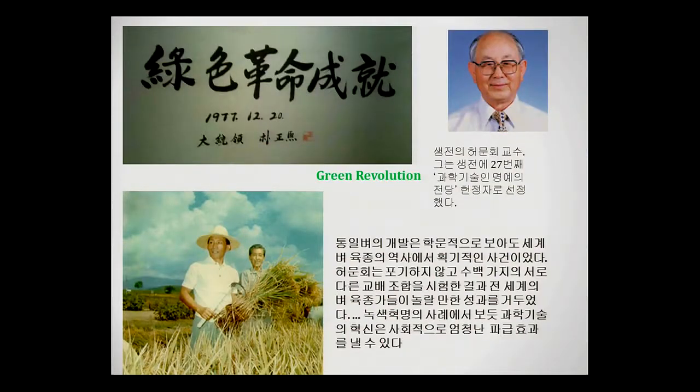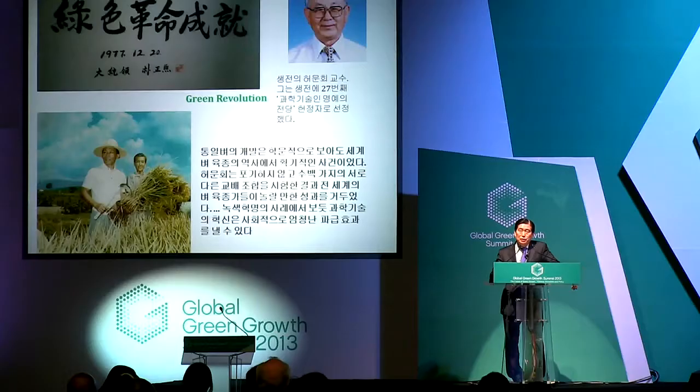It's interesting to see the Green Revolution concept by President Park. He wrote that the Green Revolution was achieved in 1977. At the time, Korea was very hungry. We were a very hungry nation. Then Professor Her and President Park developed this new kind of rice, and we became a non-hungry nation. So we call this the Green Revolution.